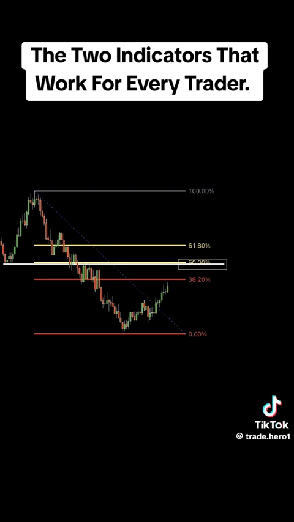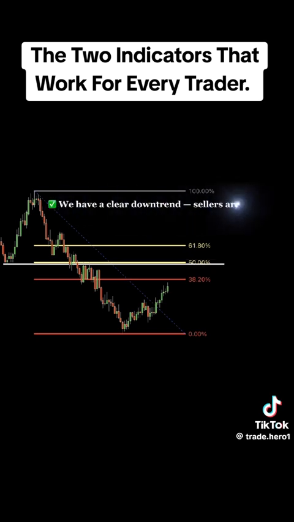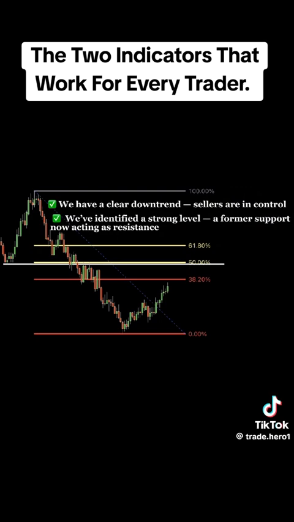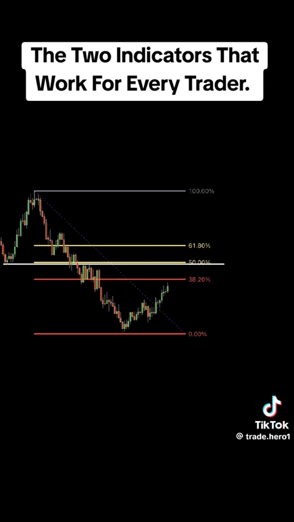So let's check off the first two parts of the TLL method. We have a clear downtrend, sellers are in control. We've identified a strong level, a former support now acting as resistance, aligned with our Fibonacci golden zone. Now we look for the final piece, the liquidity sweep.